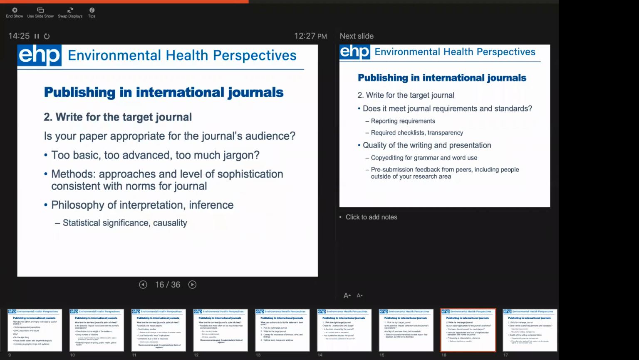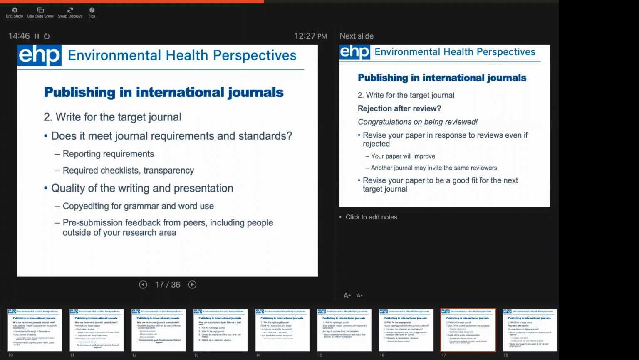You want to be in a journal that fits your philosophy about it, and you want to write your paper to fit that journal's philosophy. That can be hard to find. Sometimes journals will have editorials about these things, but a lot of times you just need to look at the papers that are published in your target journal and see what they do.